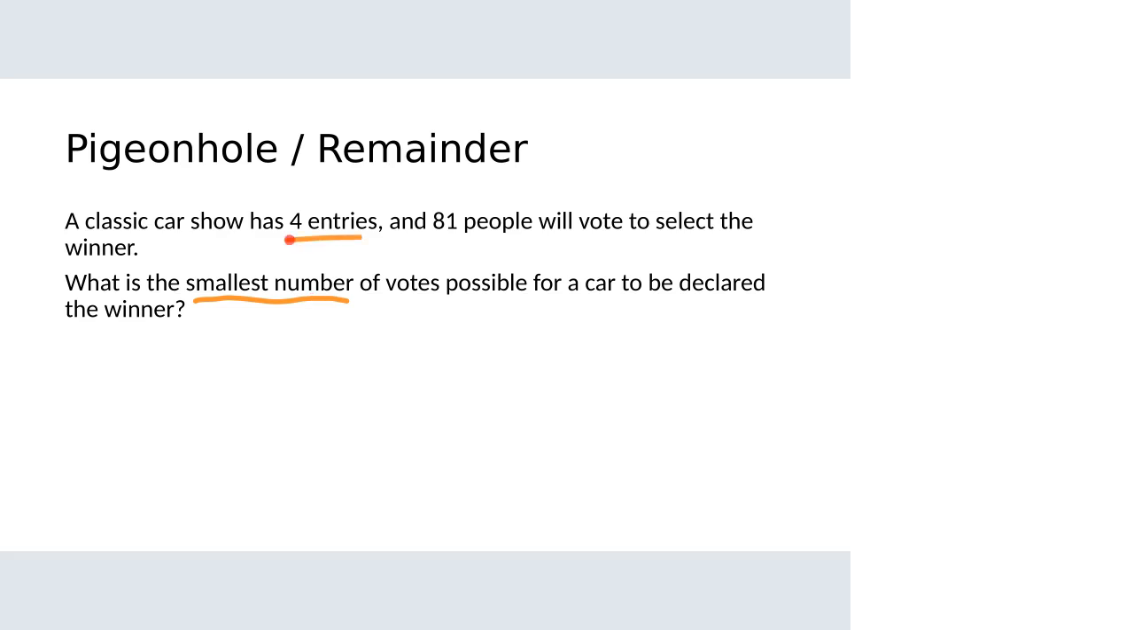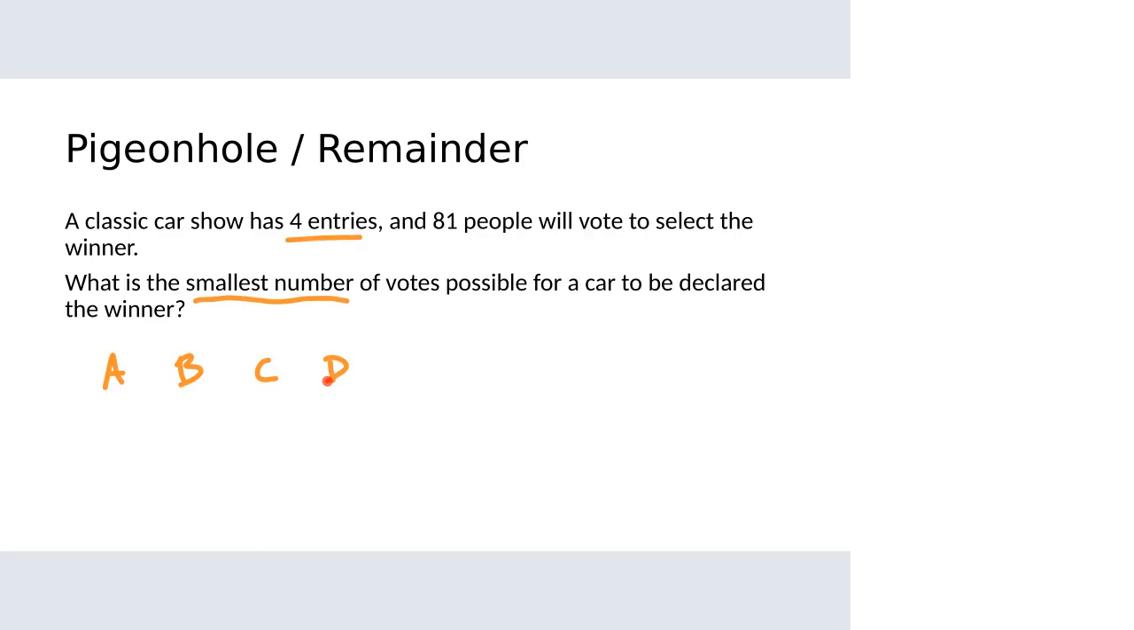So there's 4 entries in this car show. I'm going to call them A, B, C, and D. You can be more creative with those names if you want to, but those are the cars. And there's 81 people that are going to vote. So let's just say they all get the same number of votes.